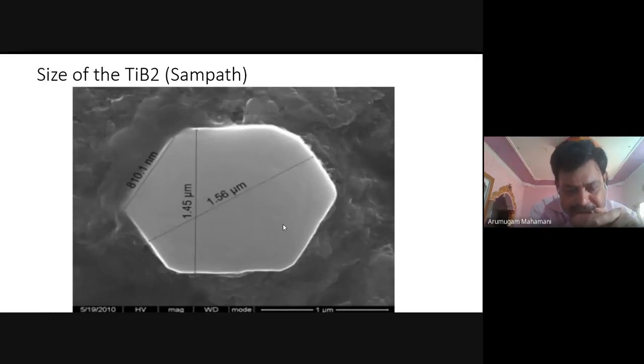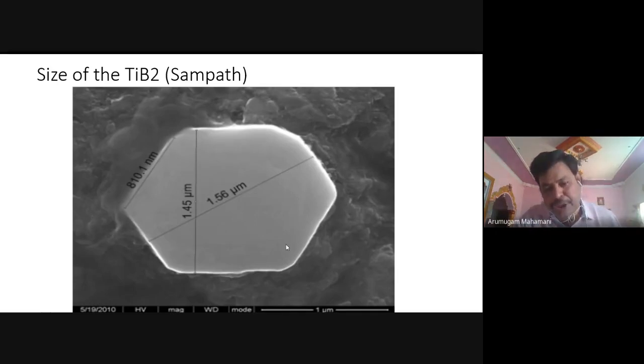If you want to purchase 1.5 micron of any powder, even TiB2, the cost is per gram 1,000 rupees plus GST. One gram, 1,000 rupees, they are selling. Even if you take JD powders, many commercial suppliers are there. For 1.5 micron TiB2 or any composite material, the cost comes out around 1,000 rupees per gram plus GST.